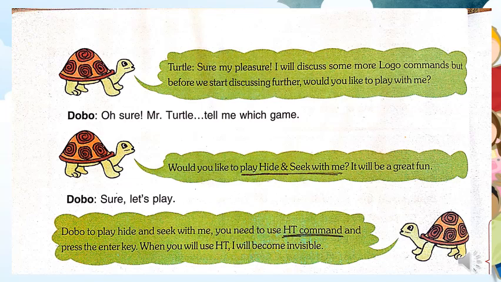Then Turtle says, "Would you like to play hide and seek with me? It will be great fun." Then Dobo says, "Sure, let's play." Then Turtle says, "Dobo, to play hide and seek with me, you need to use the HT command and press enter. When you use HT, I will become invisible."